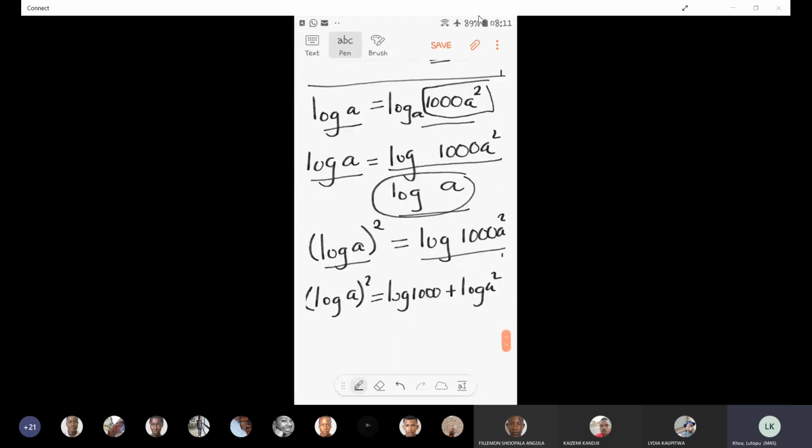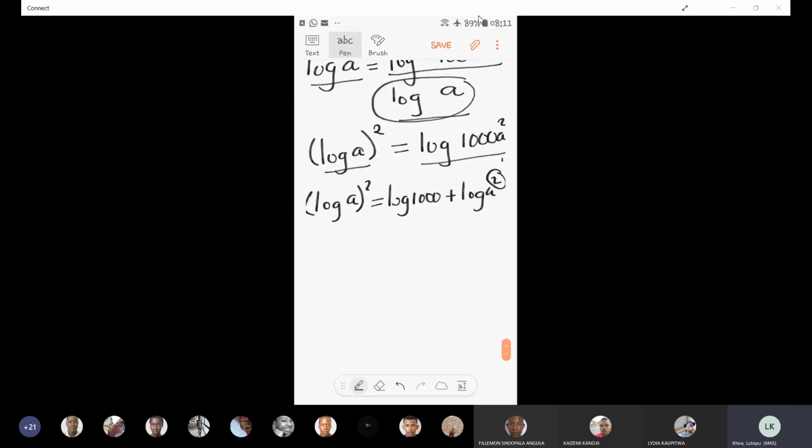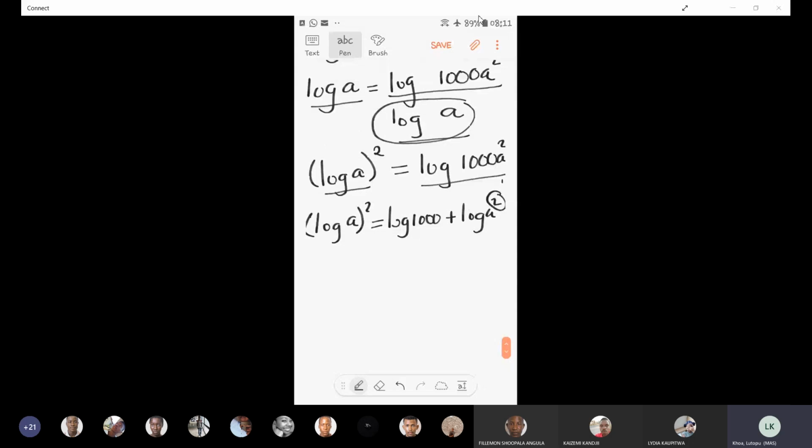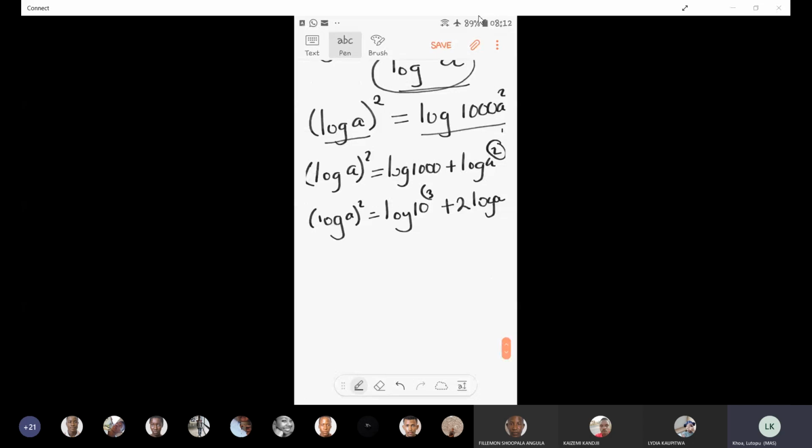Okay, and then over here, my argument has an exponent, so the exponent can come down. So this is again log of a squared. Now 1,000, I can also write it as 10 to the power of 3. So this is log 10 to the power of 3 plus 2 log a, like that. Okay, then my 10, which is the argument, has an exponent. Then the exponent can also just come down.